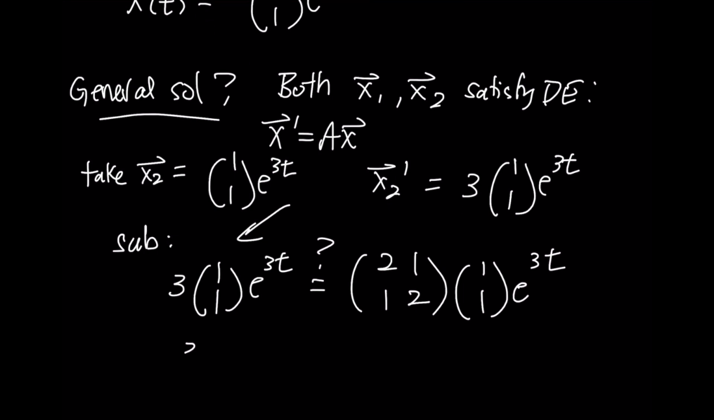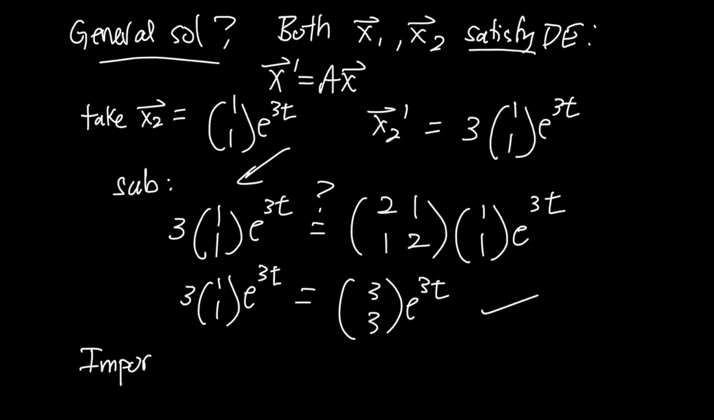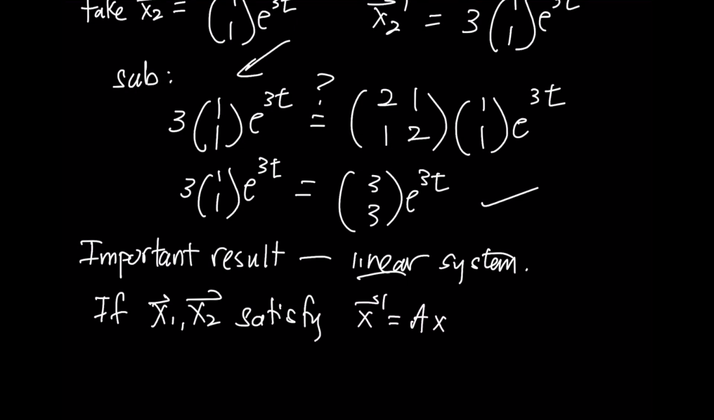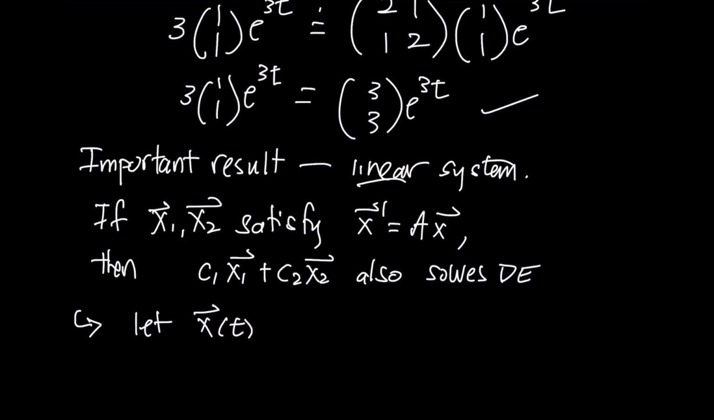I'm curious as to whether or not those will be equal. Well, you can see for yourself just by the matrix vector product, these are the same. So this really is a solution. So both of these things will end up satisfying the differential equation. And what ends up happening is we get a very important result because we have a linear system. If x1 and x2 both satisfy a differential equation like this, then it will turn out that any linear combination of them also solves the DE. And if you want to take a look at that, we're going to let some solution be that exact linear combination of these two solutions.